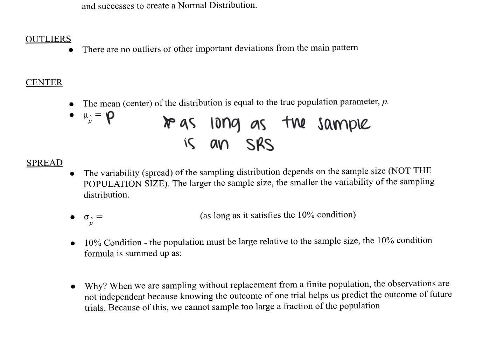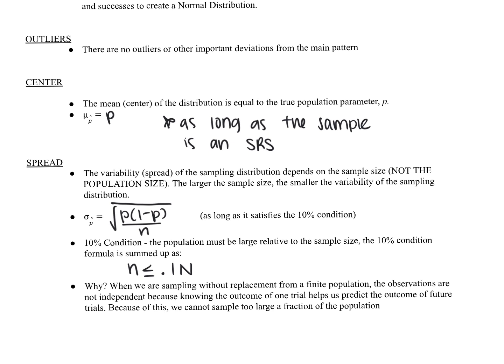And then lastly is your spread. Your variability is based on your sample size, not the population size. And the larger the sample size, the smaller the variability. So our standard deviation is the square root of p times 1 minus p all over n, as long as your 10% condition is met, which is the sample size n is less than or equal to 10% of the population.